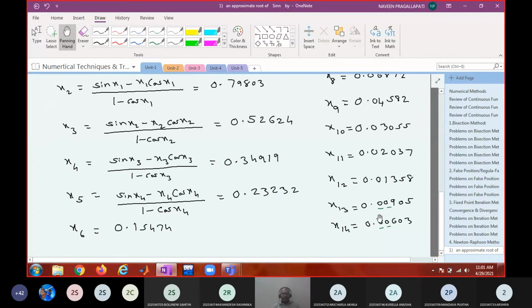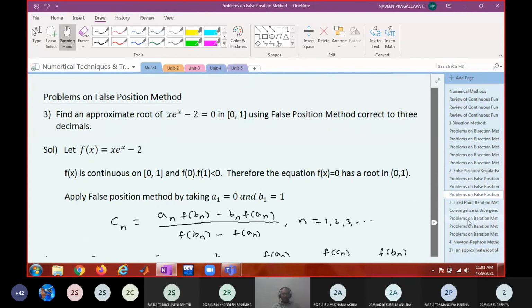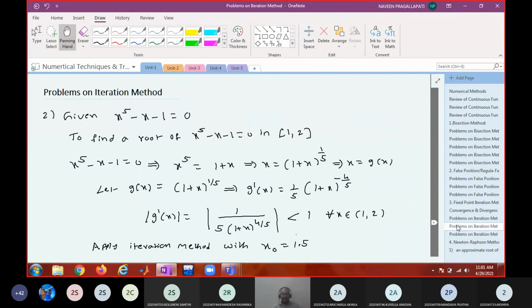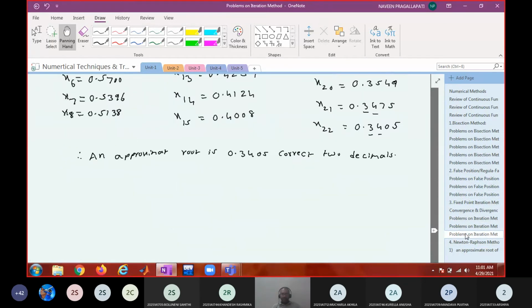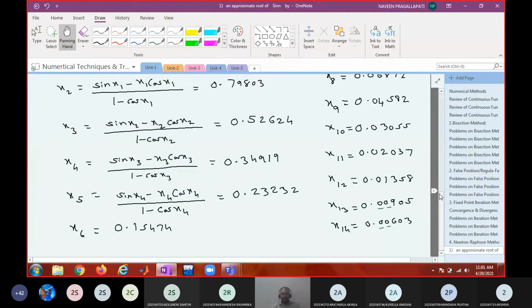Okay, so there are two roots. There is another root 0.3 something, as we have seen earlier. 0.3 something is also another approximate root, but the sequence is converging towards 0 in this method.